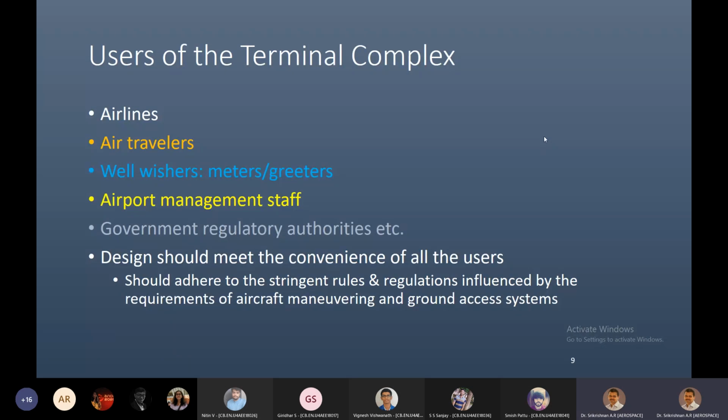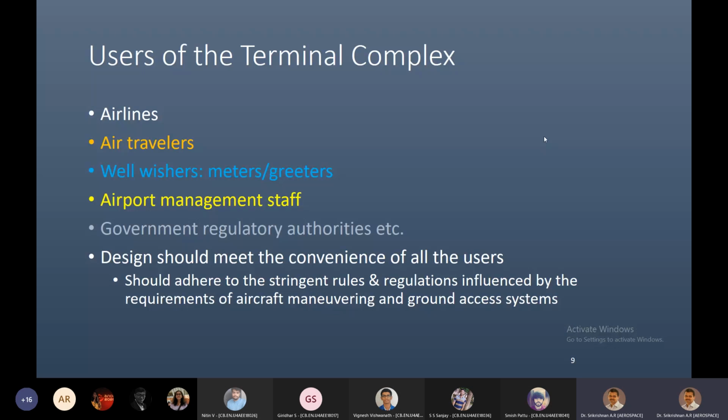Who all use the terminal complex? Very obvious. The airlines use it for their ticketing, their security checks, and movement of their staff, and all activities related to the airline operation. Travelers, obviously, the passengers make use of it. Then well-wishers, meeters or greeters. Meeters and greeters is the airport literature terminology. Meeters, I think I misspelled it, I'll correct it. Those who come to meet you when you are landing, or those who come to see you off when you are taking off. So meeters and greeters are also users of the terminal complex. That's where they make contact with the people that they want to meet or see off.